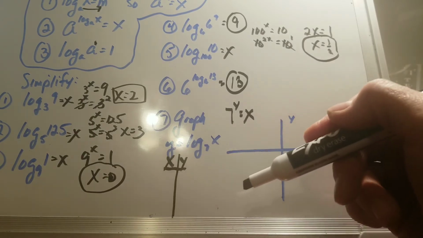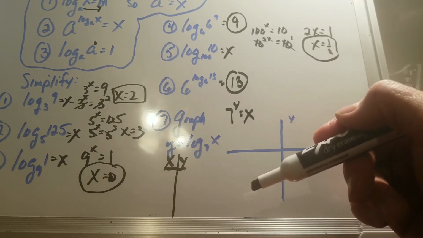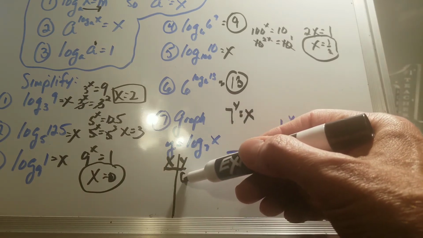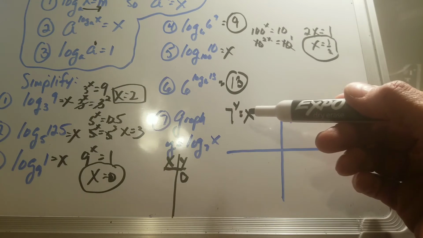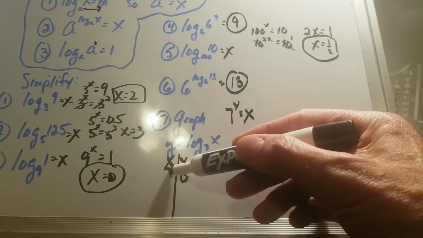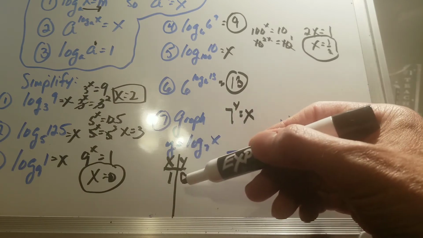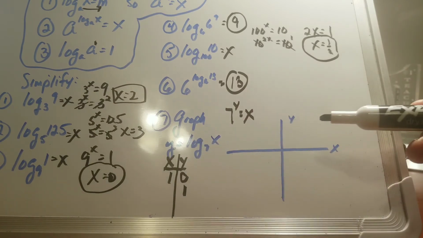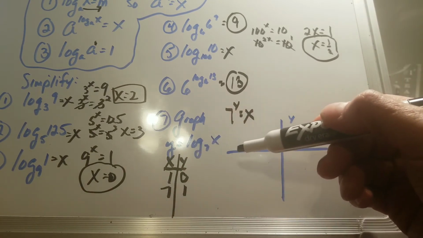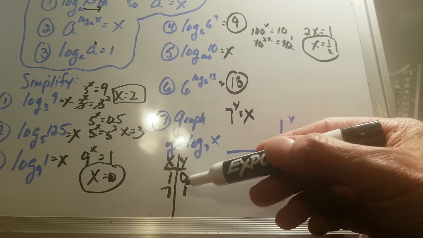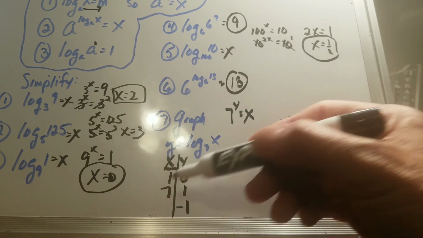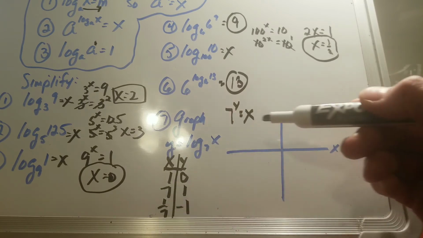Okay, so let's plug in 0. If I plug 0 in for y, 7 to the 0 is 1. If I plug in 1, 7 to the 1 is 7. And instead, let's say I plug in -1. 7 to the -1 is 1/7.